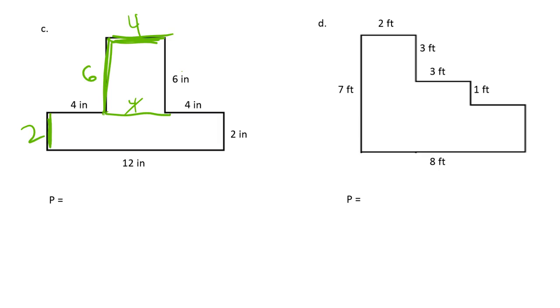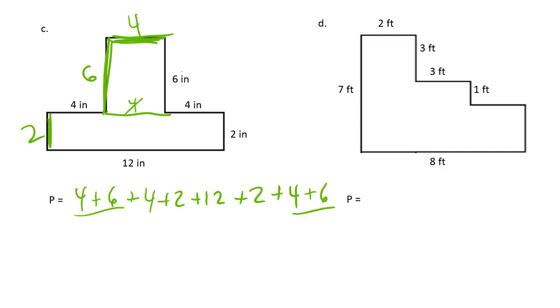So starting at the top, 4 plus 6 plus 4 plus 2 plus 12 plus 2 plus 4 plus 6. All right, well, I see 4s and 6s. Those are 10s. And then what do we have in the middle here? 12 and 2 is 14, 16, and 4 more. That's 20. So that's 2 tens. So 20, 30, 40, 40 inches.